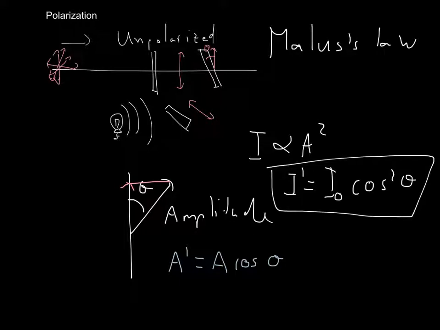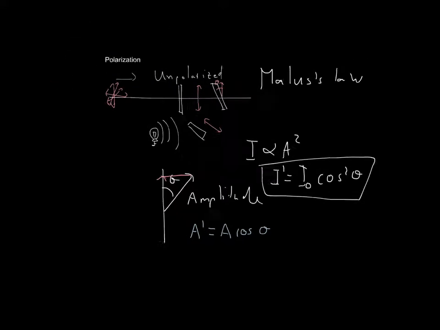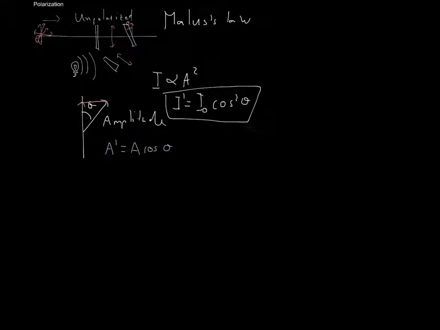And this makes sense because, for example, imagine that my polarizer was at a right angle to my light. So here's my light, and I have a polarizer that's like this. So the angle is 90. Then nothing's going to get through. And what's the cosine of 90? Well, that's 0. Great.